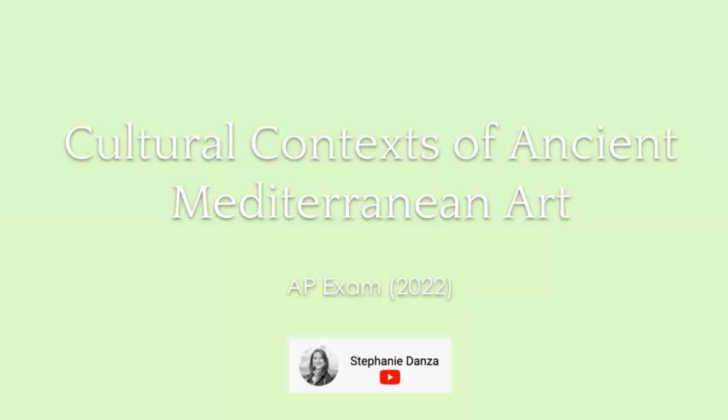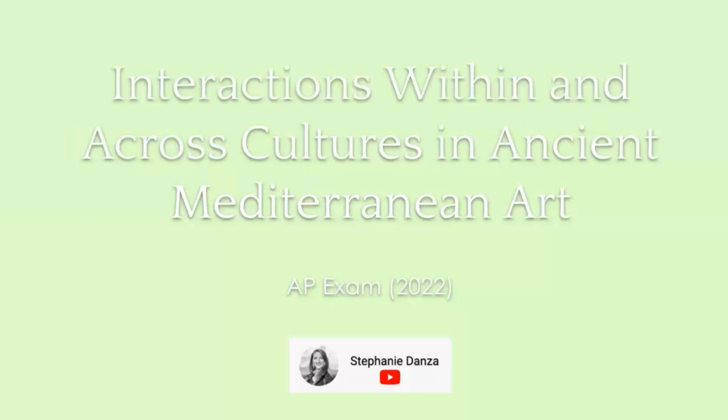Art from the Etruscan and Roman periods is typified by stylistic and iconographical eclecticism and portraiture. Roman architecture is also characterized by borrowing from its immediate predecessors, Greek and Etruscan, and by technical innovation. Interactions within and across cultures in ancient Mediterranean art: works of art illustrate the active exchange of ideas and reception of artistic styles among the Mediterranean cultures and the subsequent influence on the classical world.